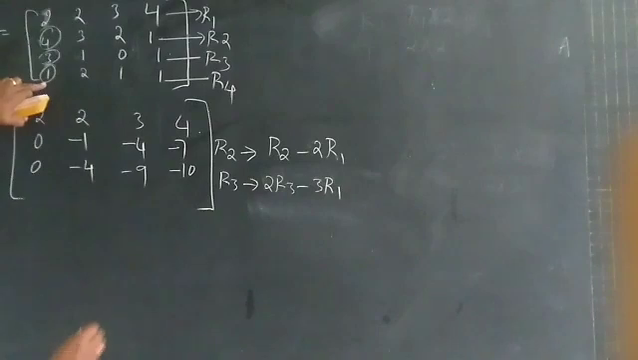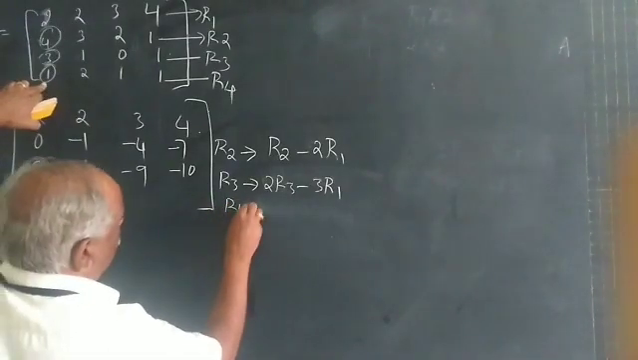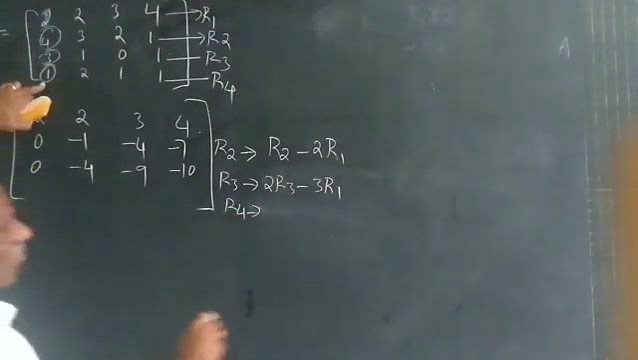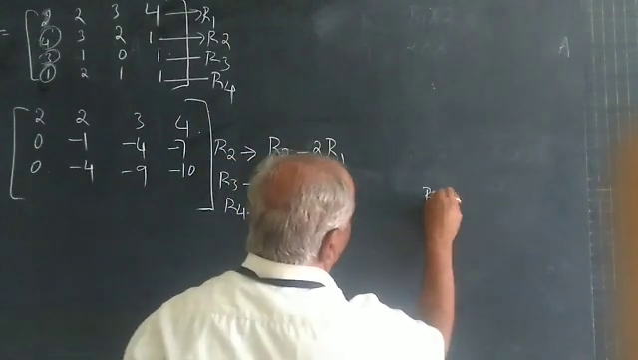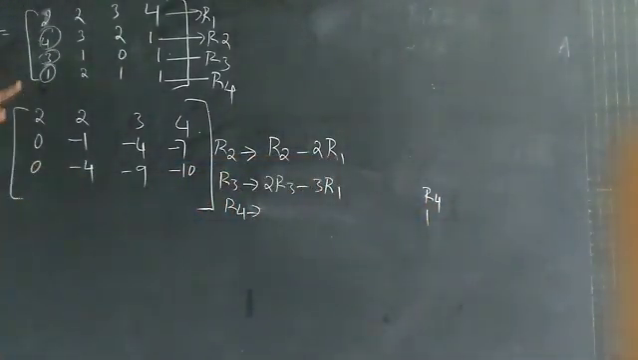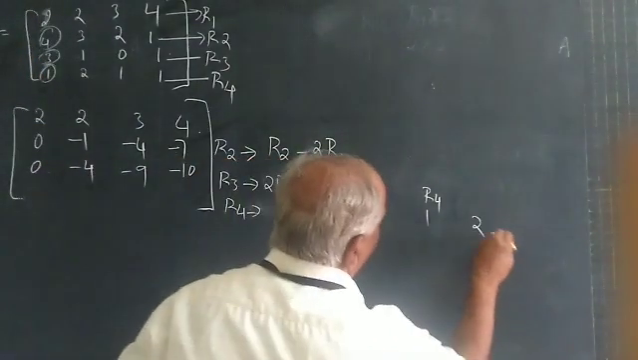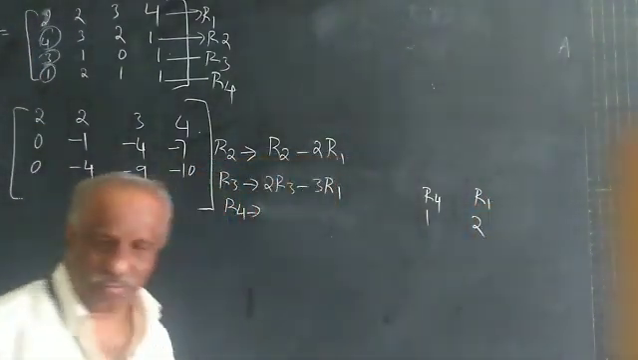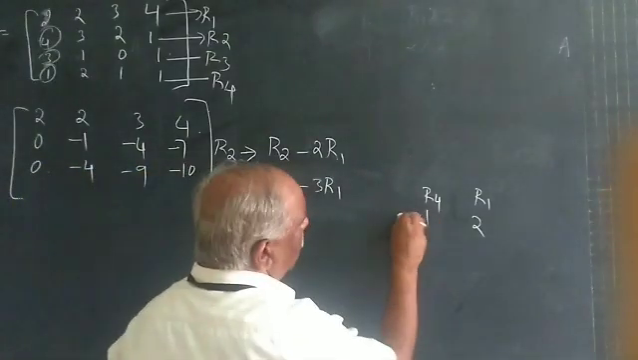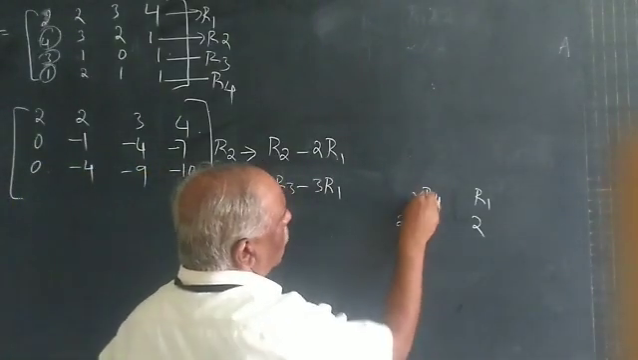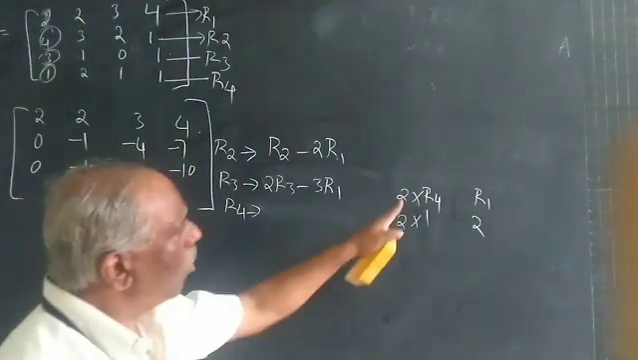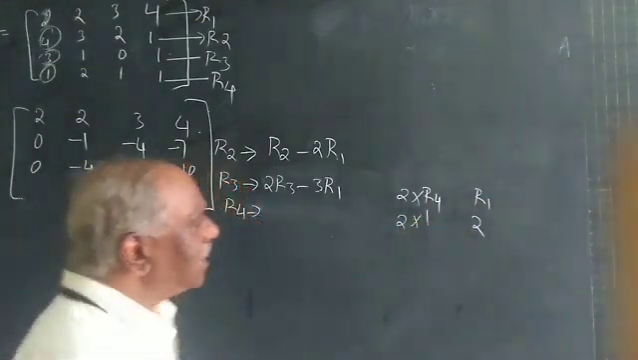Now I am reducing this 1. Where is the 1? It is in R4, and I will write that here. I want to reduce this 1 using the 2, which is in R1. So make it equal: multiply this by 2, so this also should be multiplied by 2. So the operation is 2R4 minus R1.